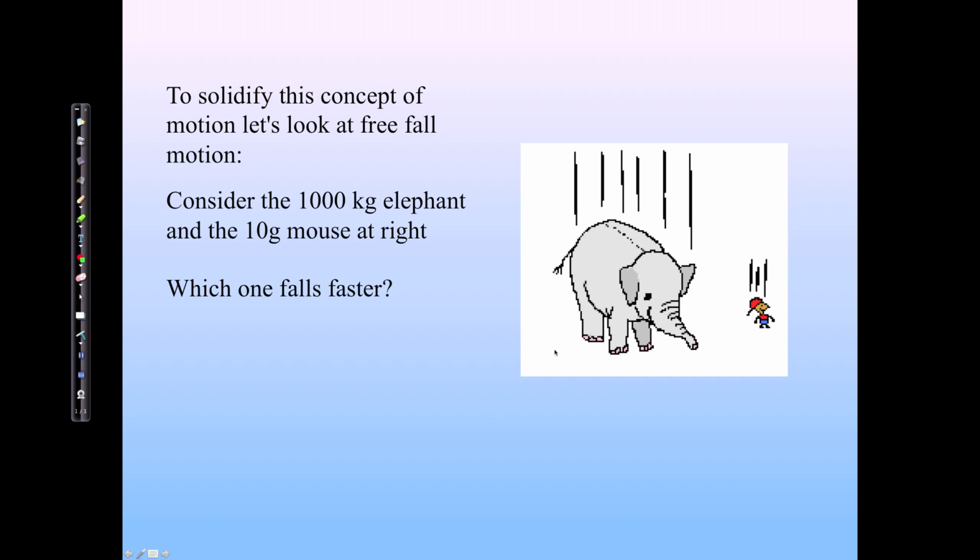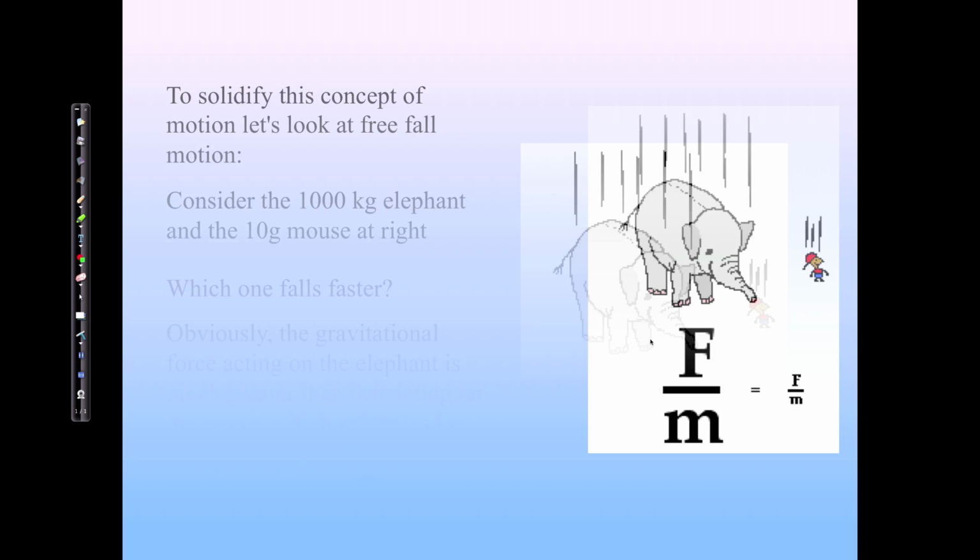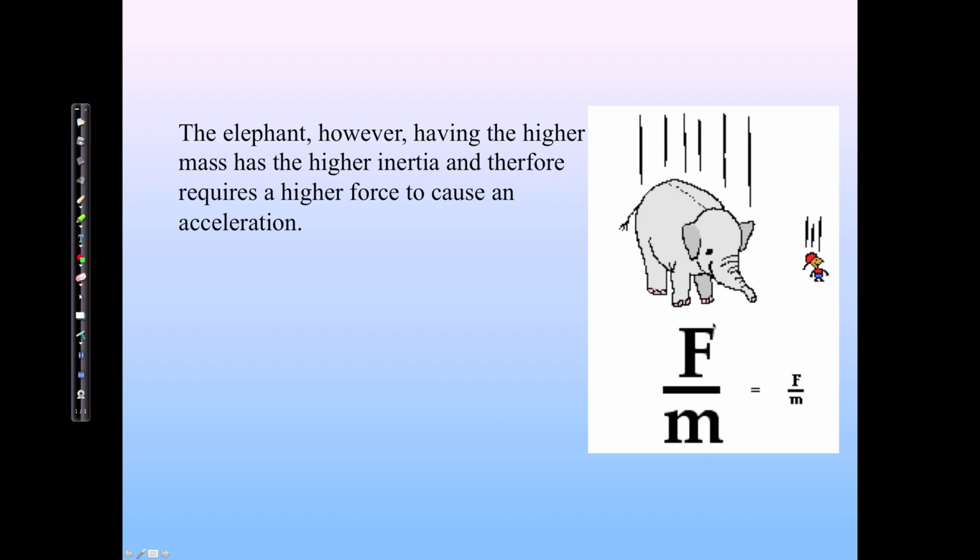Which one falls faster? Now, if you go back to the gravitational equation, remember that mass is directly proportional to the force. And so this heavier elephant will have a greater force acting on it than this small mouse will. Because of that greater force, you might think that the elephant accelerates faster than the mouse. That is not correct. Because even though the elephant has a greater force, its mass is also greater.